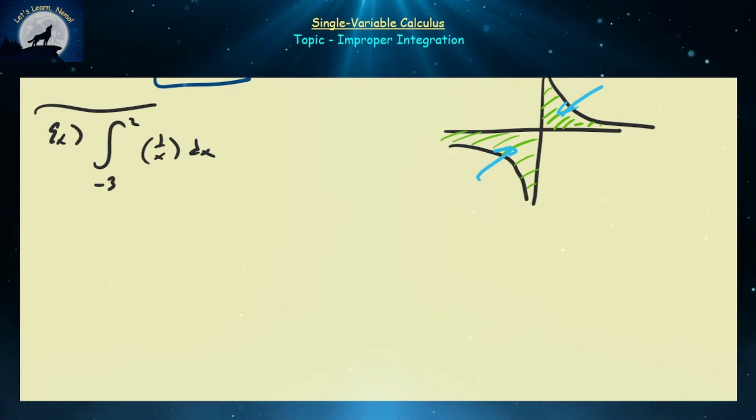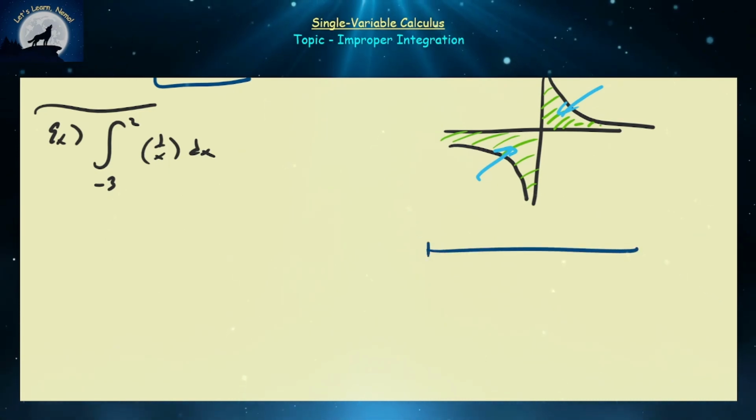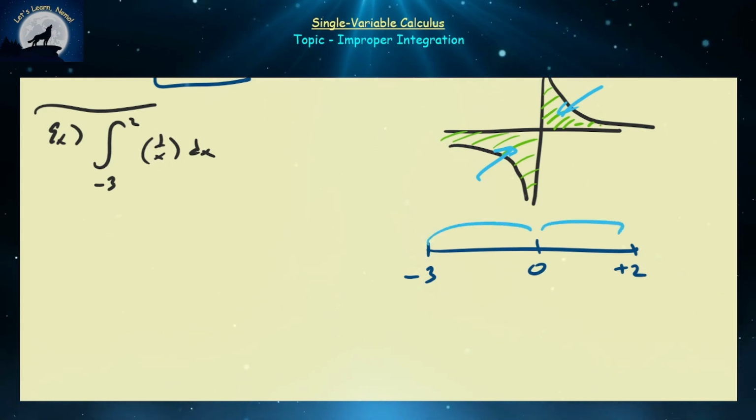Well, obviously there's a point in between minus 3 and 2 for this function where there is an issue, right? Because if we look at our domain, minus 3 and positive 2, there's an issue located at 0. So we have to break this integral into two pieces, minus 3 to 0 and 0 to 2. Once we do that, we're going to have what?